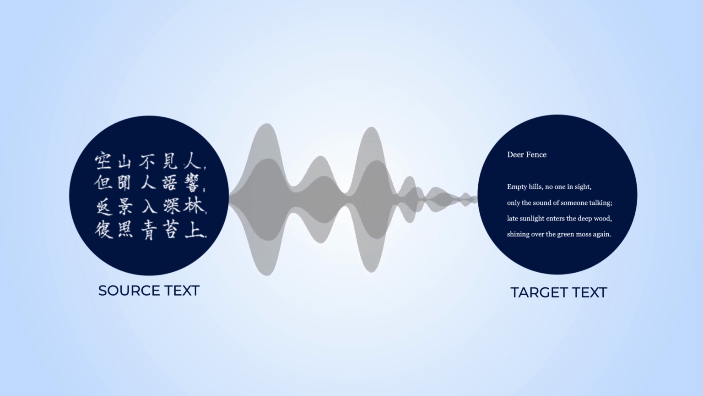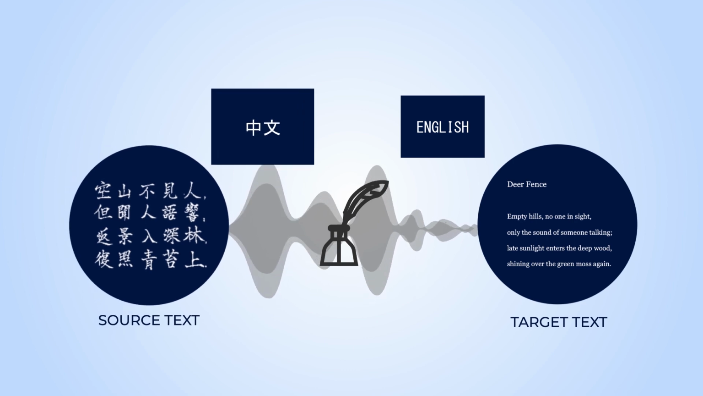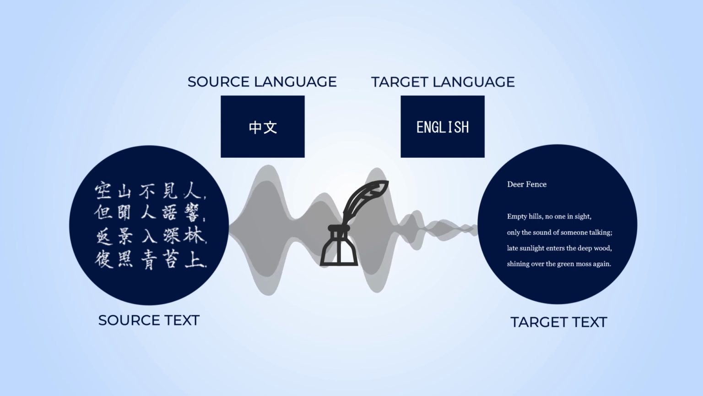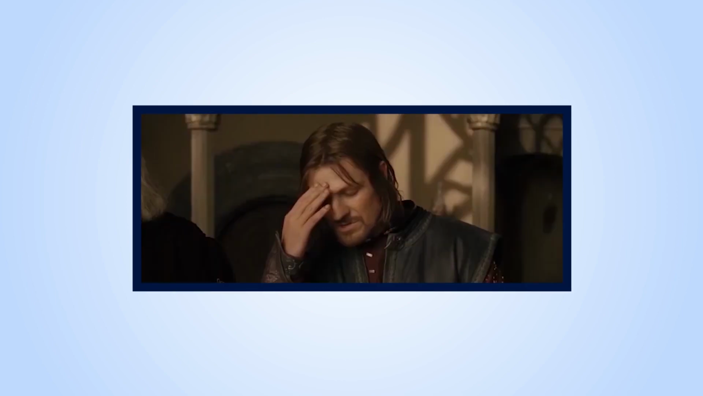Here's an example. Say a translator is translating a poem from Chinese into English. The poem would be considered the source text. Chinese would be the source language, English would be the target language, and the translation would be the target text. Sounds simple, right? Not exactly. One does not simply translate poetry.